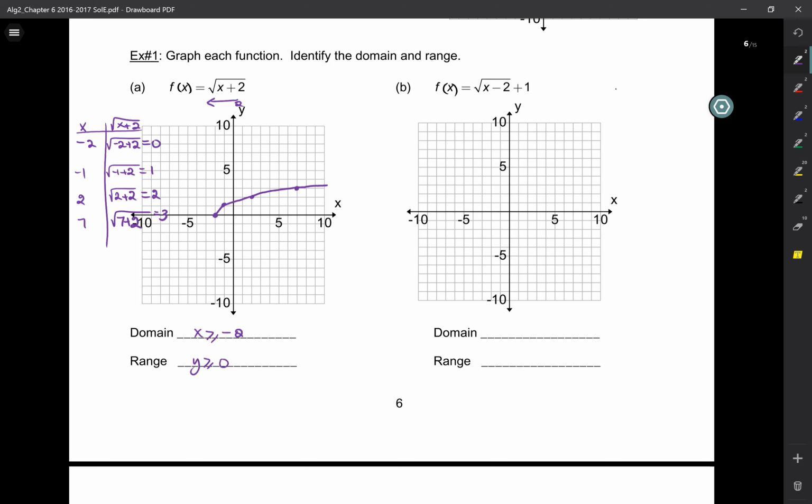Let's do this next one. What does the -2 do to the graph? Shifts it to the right 2, and what does the 1 do? Move it up 1. The original was supposed to have its starting point at 0 at the origin. Now it's going to go to the right 2 and up 1. So instead of starting at 0, it's going to go to the right 2 and up 1. Let's plug in some values.